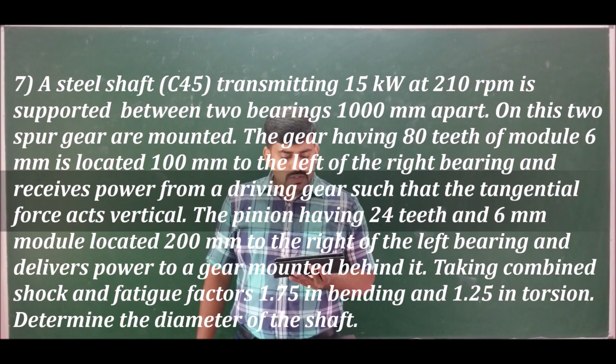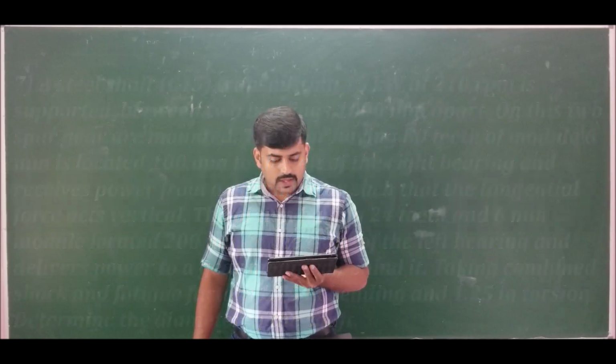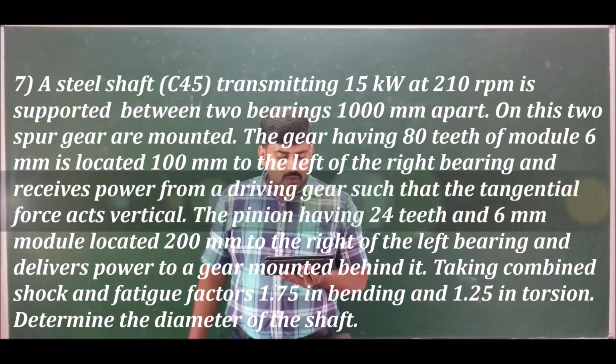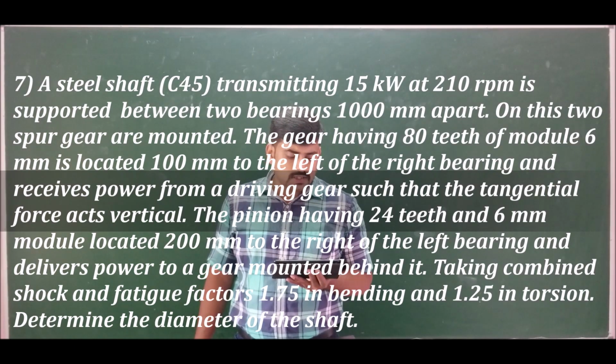On this, two spur gears are mounted. The gear having 80 teeth of module 6 is located 100 mm to the left of the right bearing and receives power from a driving gear such that the tangential force acts vertical. The pinion having 24 teeth and 6 mm module, located 200 mm to the right of the left bearing, delivers power to the gear mounted behind it. Taking combined shock and fatigue factors 1.75 in bending and 1.25 in torsion, determine the diameter of the shaft.